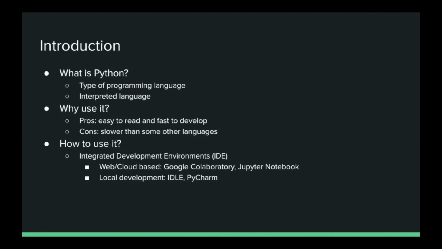So what is Python? Python is a type of programming language. It's one of many. You may have heard of others like Java, C++, things like that. But one thing that makes Python different is that it's an interpreted language, which basically means that each line is interpreted at a time and then executed. So it can be useful for things like debugging, which is related to one reason why people use it.